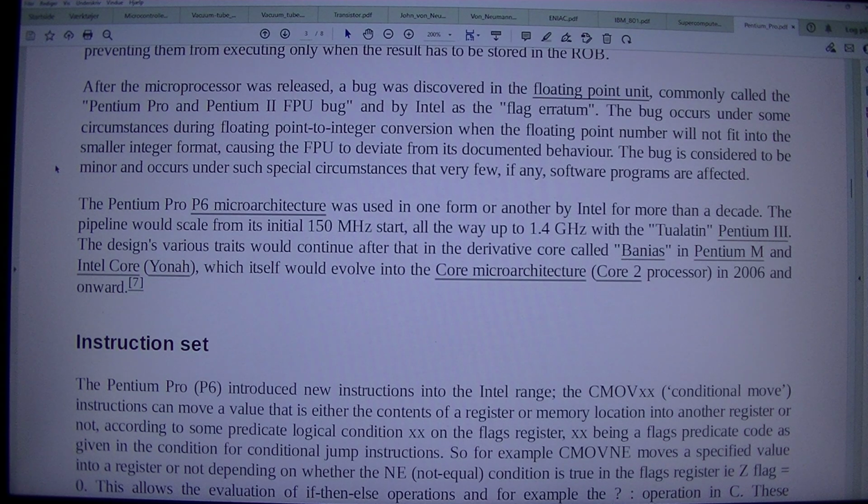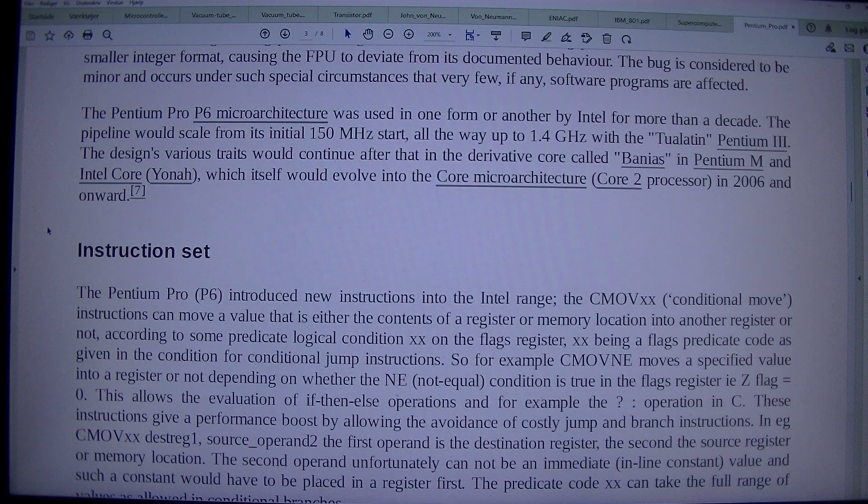The Pentium Pro P6 microarchitecture was used in one form or another by Intel for more than a decade. The pipeline would scale from its initial 150 MHz start all the way up to 1.4 GHz with the Tualatin Pentium 3. The design's various traits would continue after that in the derivative core called Banias in Pentium M and Intel Core, Yonah, which itself would evolve into the Core microarchitecture, Core 2 processor, in 2006 and onwards.